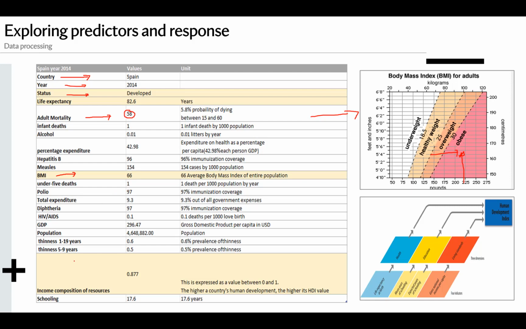Another important factor or predictor is income composition of resources. Income composition of resources is an indicator that is expressed between 0 and 1. The higher a country's human development, the higher the indicator. Spain has a very high indicator, and here we are showing the different factors of how the indicator is calculated.